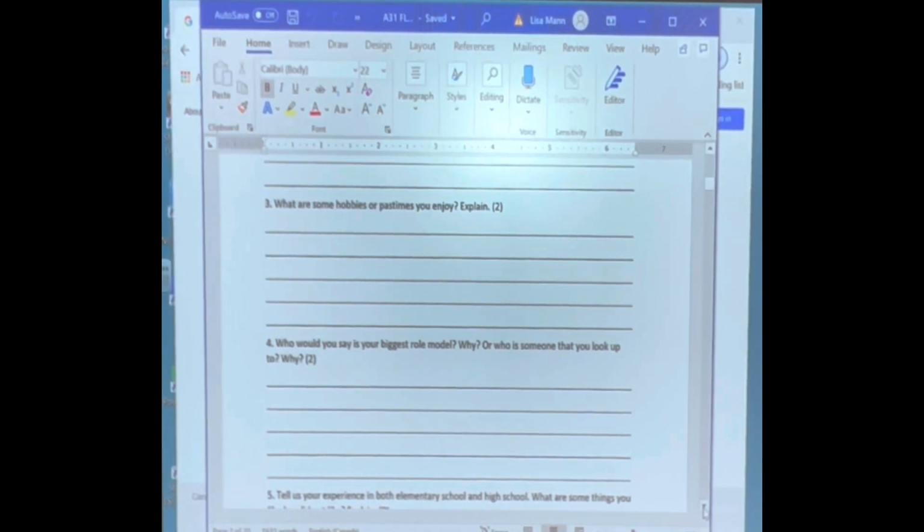Do you like to read books? Do you like to watch movies? Do you like to play video games? Do you like to maybe go to the gym and work out? Do you like to go shopping?